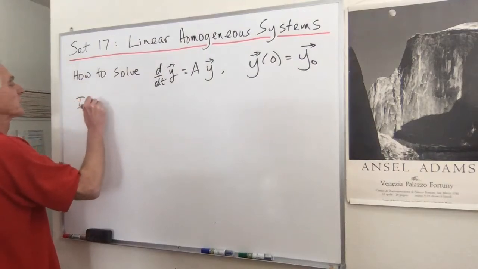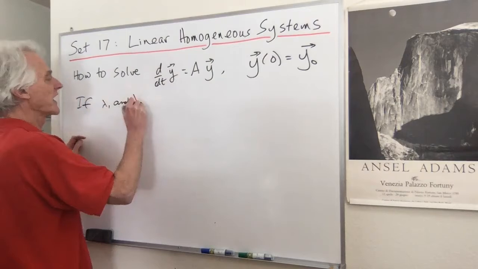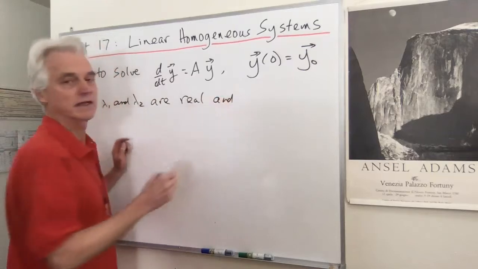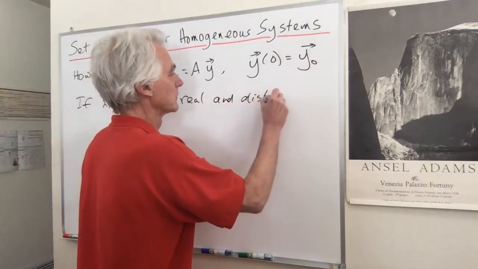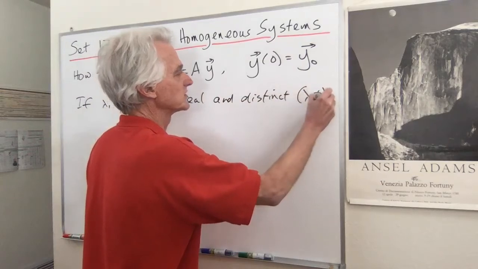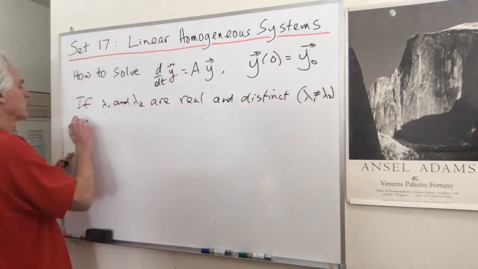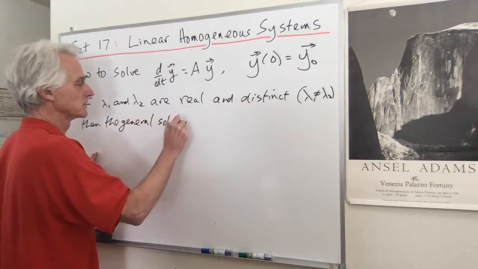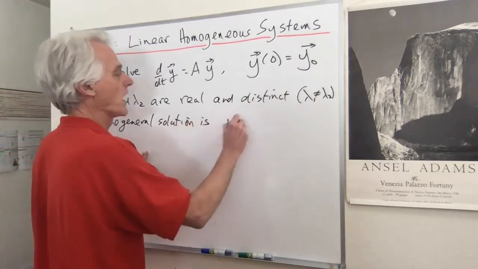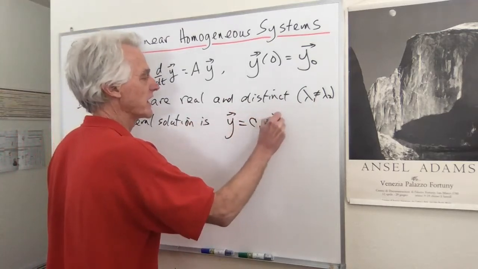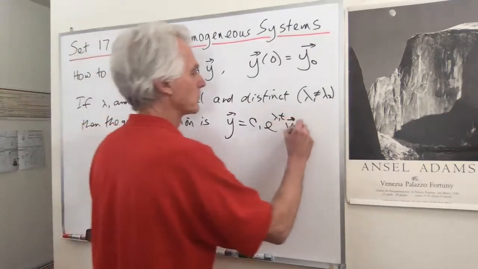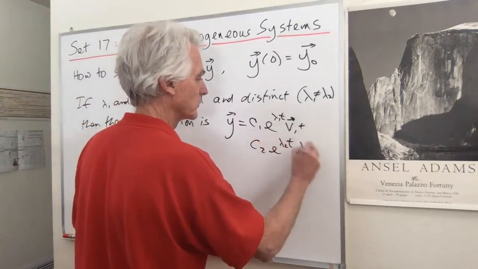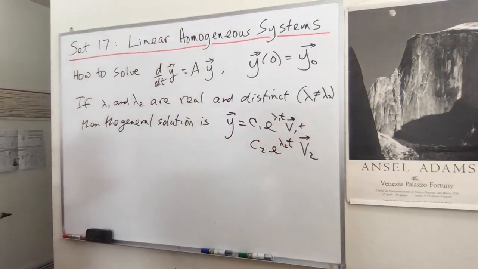Okay, so if lambda 1 and lambda 2 are real and distinct, in other words, lambda 1 is not equal to lambda 2, then the general solution is y equals c1 e to the lambda 1 t v1 plus c2 e to the lambda 2 t v2. All right.